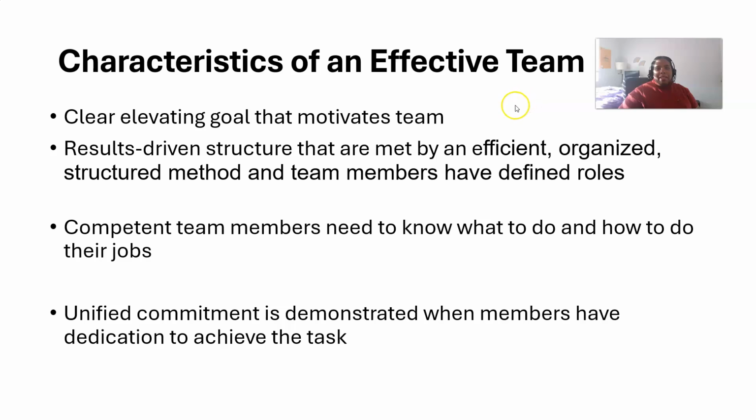So how do we become an effective team? Thus far, you haven't gotten assigned your groups yet, but you will be assigned them very soon. Once you've been assigned your teams, you're going to have a clear goal and a results-driven structure. You have to figure out the strengths of each team member in relation to the group goals and have a united commitment and dedication to the task.